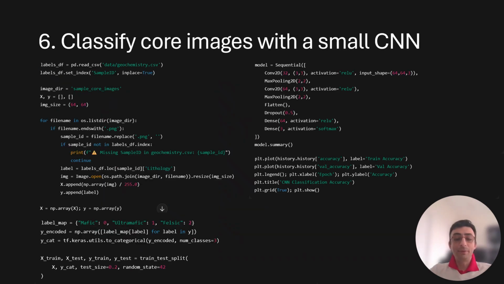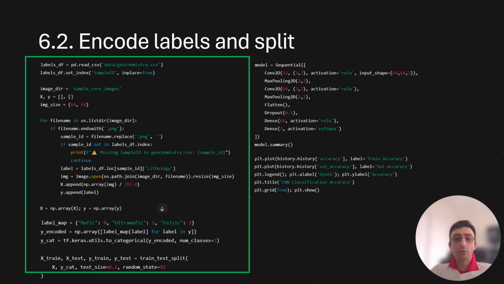Now is the time to map each image to a lithology label from the CSV file, build a small CNN, train it, and plot the accuracy. In this code block, we load labels and images, then encode them and then split. So read the CSV and index by sample ID for fast lookups. Resize each image to 64 by 64 and scale pixels to 0 to 1 by dividing by 255. Small, fast, good enough for the demo, and you can bump it later.